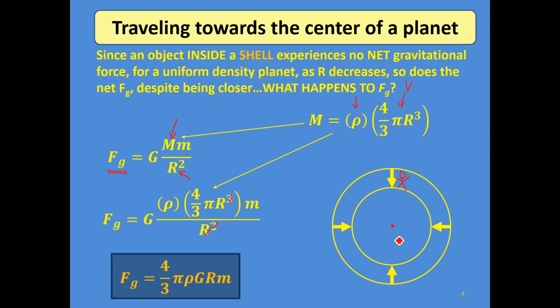This also kind of makes intuitive sense, because if you were at the very center of a planet, well, what's your FG? Your FG is 0. And so you know that FG has to go down as you approach the center of the planet.